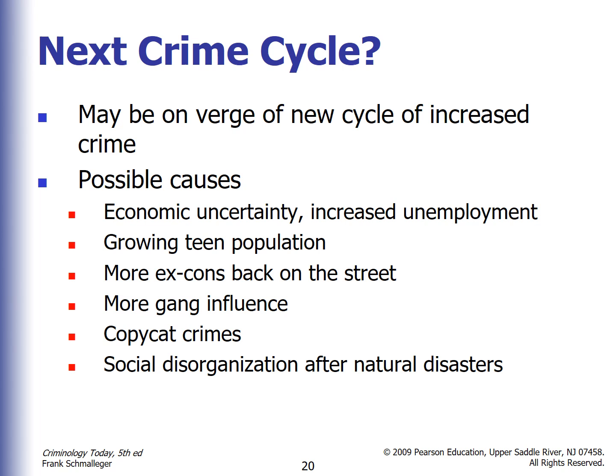We'll look at these kinds of things, but some suggested causes in the next crime cycle: economic uncertainty, increased unemployment, a growing teen population, putting more criminals back on the street, influence of gangs, people copycatting certain things, and social disorganization after natural disasters. This might be like Hurricane Katrina and the level of crime that occurred after that. Hurricane Sandy, there was a slight increase in some areas of New Jersey and other parts, I think Long Island after that. Earthquakes, hurricanes, there's crime that usually goes along with it.